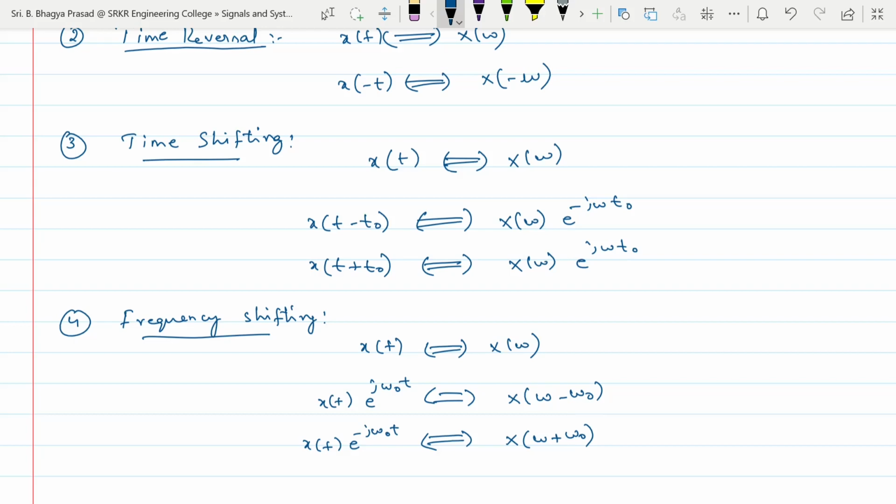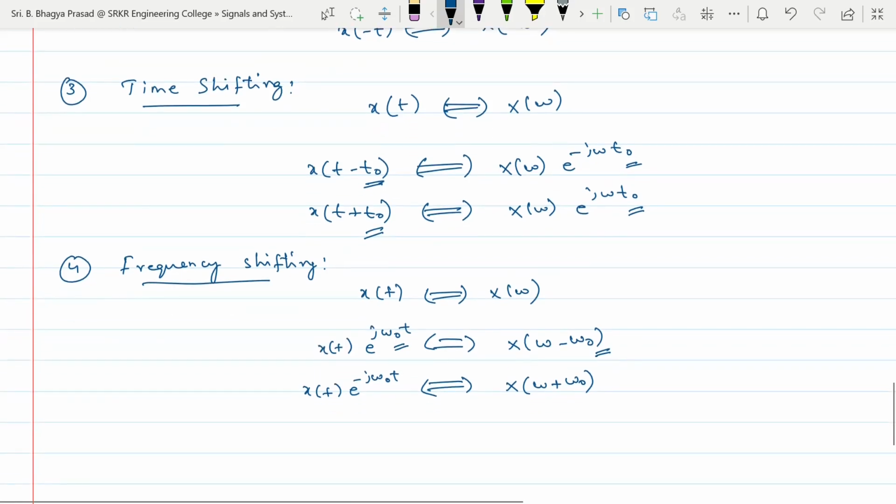If you observe, in time shifting with minus t naught, in the frequency domain you get minus j omega t naught. If it is plus t naught, in the frequency domain you get plus j omega t naught. But here it is reversed: with plus j omega naught t you get minus omega naught, the shift in frequency. With minus j omega naught t you get the plus. Okay, this is quite reversed between time shifting and frequency shifting.